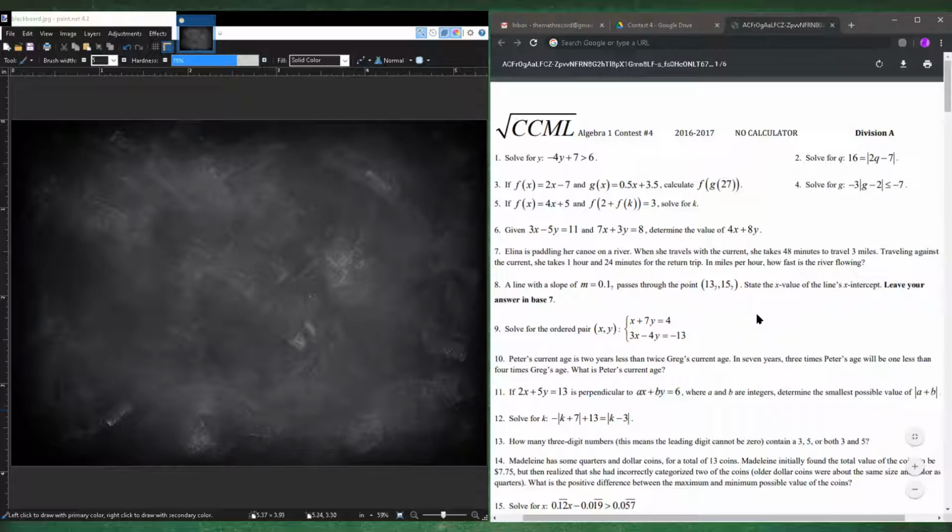That's basically a simple solution for how you do it. Question 5. If f of x is equal to 4x plus 5 and f of 2 plus f of k is equal to 3, solve for k.